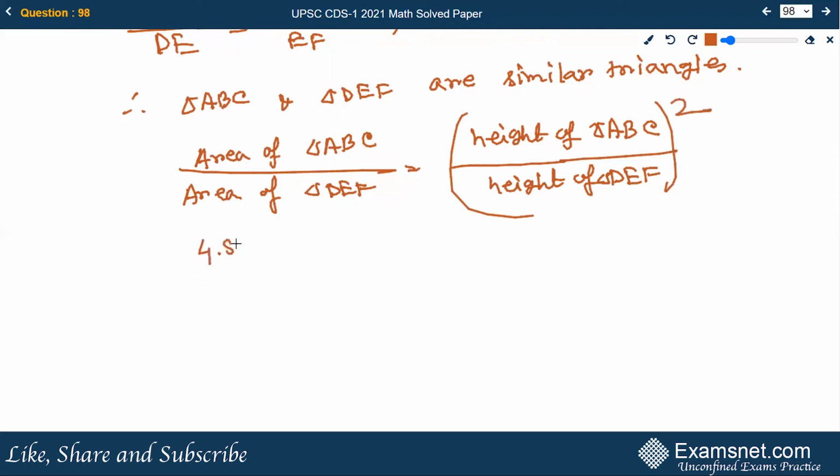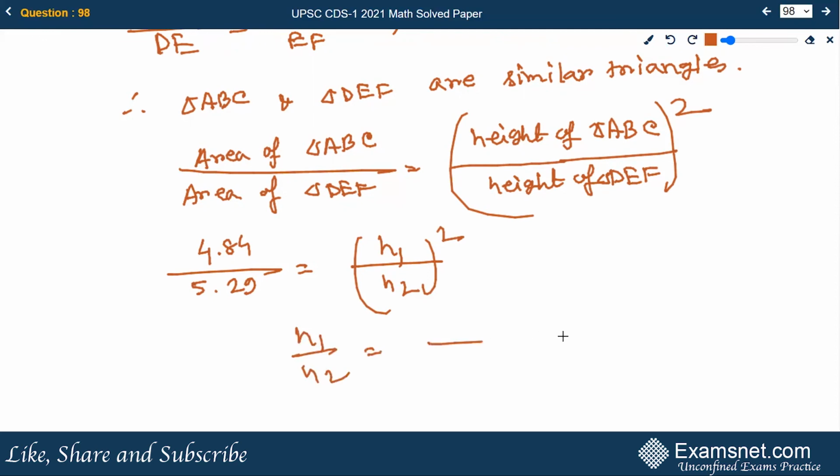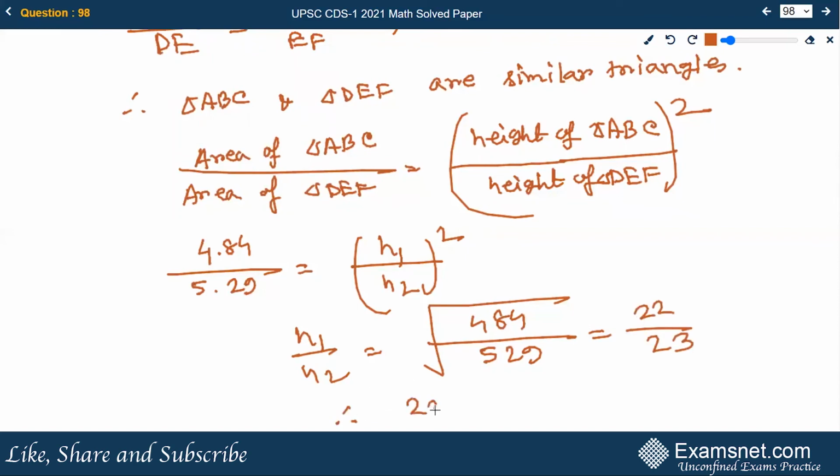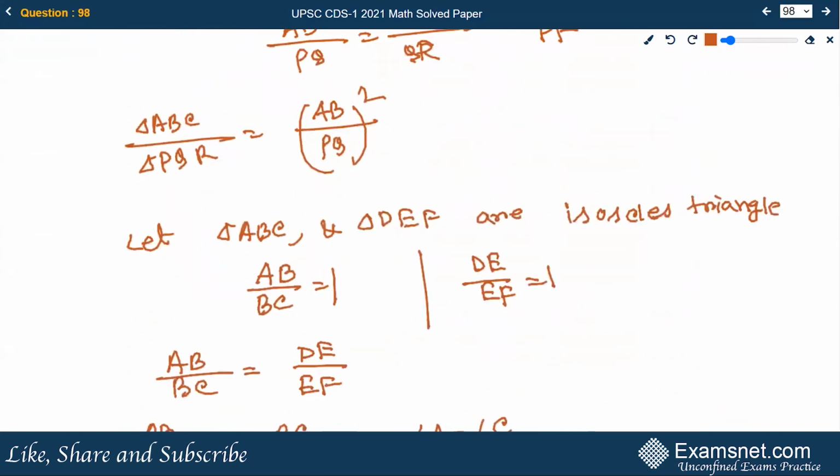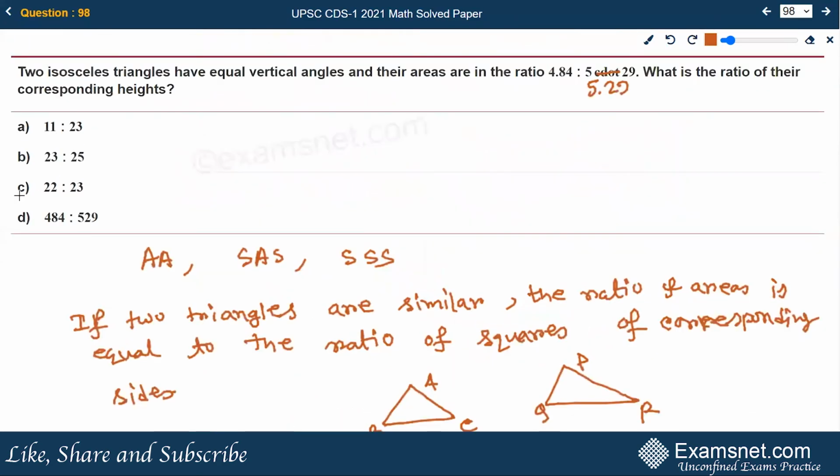Now the ratio is given 4.84 and 5.29. So let's say (h1/h2) whole square. So here h1/h2 will be root of 484/529, that would result in 22/23. So the ratio of their corresponding heights is 22:23. So here let me check the answers. Yes, option C is the correct answer. The ratio is 22:23.